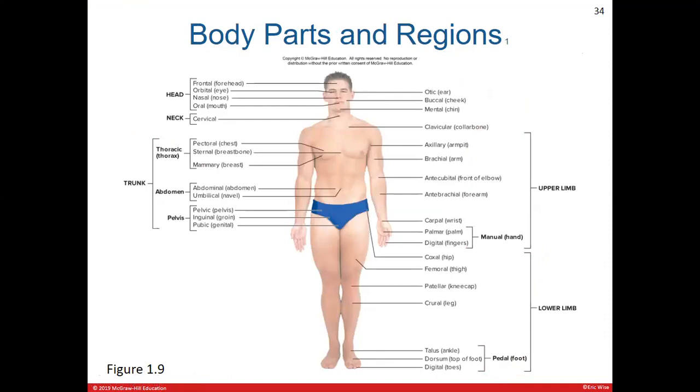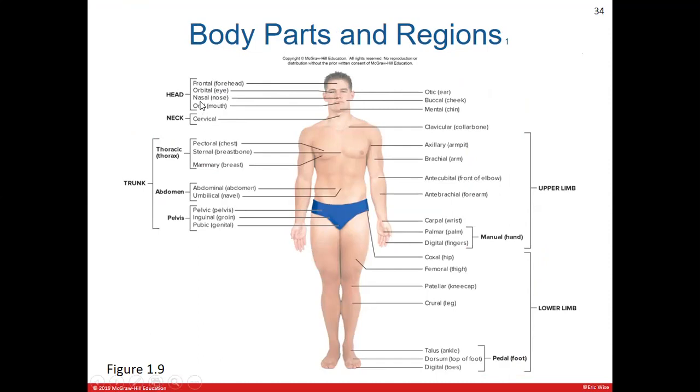And then this picture kind of shows you not just the regions, but also individual regions within those areas. So, for example, the head, the frontal region is here. It's called the forehead. The orbital region is where the eyes are located. The nasal region is for the nose. The oral region is for the mouth. Most of you are probably familiar with those terms already. Cervical region is the neck.